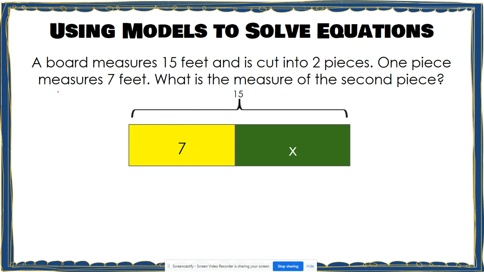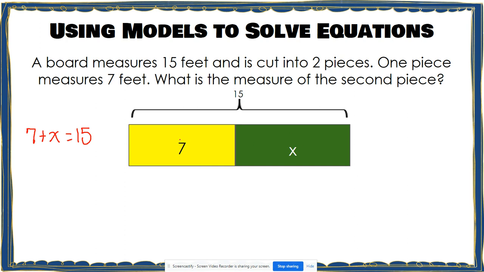The first thing I want to do is write an equation that shows this. This says that if I take 7 and add to x, I'm going to get a total value of 15. So my equation here is 7 plus x equals 15.